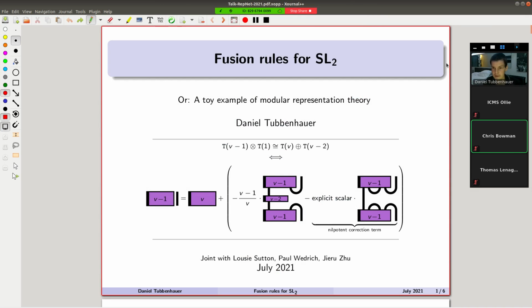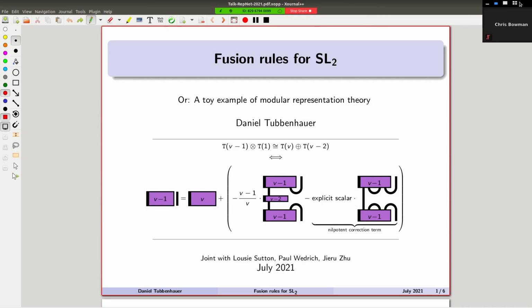Yes, so it's a pleasure to give a talk in a seminar dedicated to representation theory itself. As Chris just said, I'm sitting here in quarantine, so I need to make a decision between giving a deep talk or giving a fun talk. I went for the fun talk, so let's see how it goes.